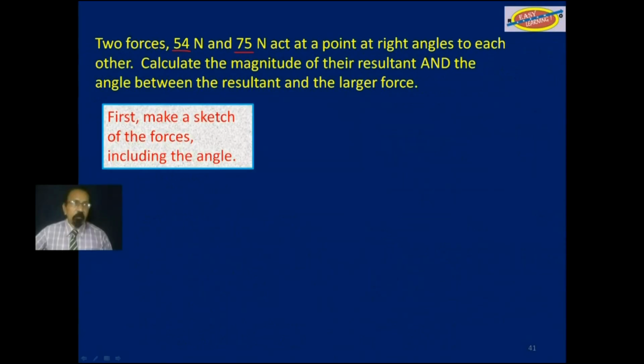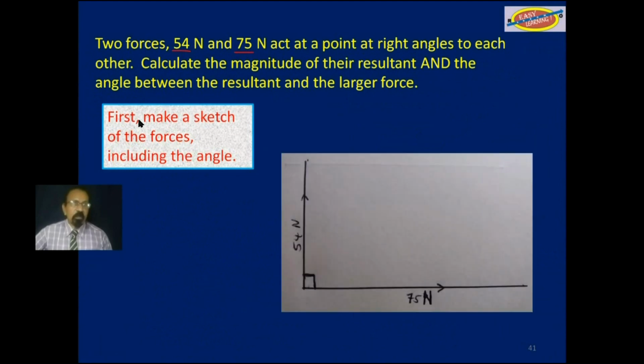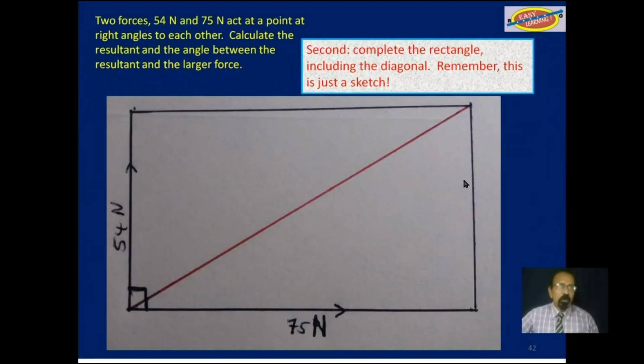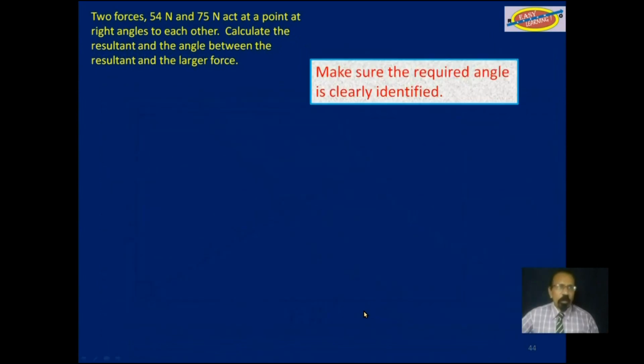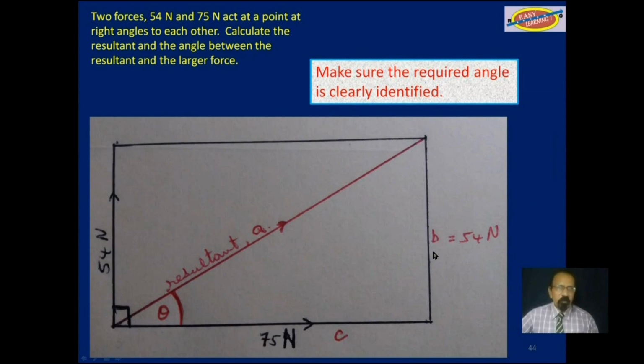Let's look at this example. First, we will make a sketch. Finish making the sketch. We complete the parallelogram. And we draw the diagonal from the point of origin, which is this. This, of course, is A. We will let this side be B. We could let any side be B. And let this side be C. And so we know this is 54 because that is 54. We want to find this angle here. We know this is 90 degrees.